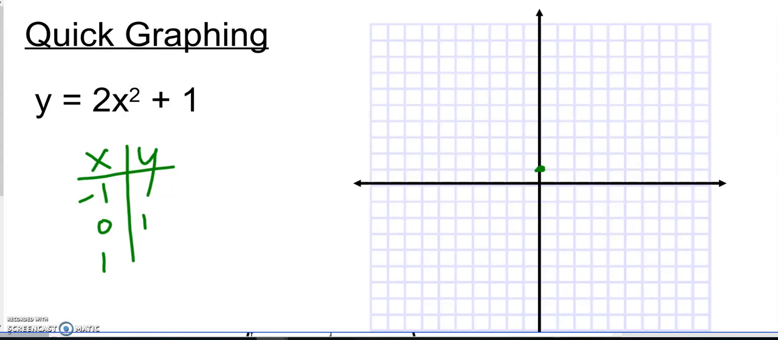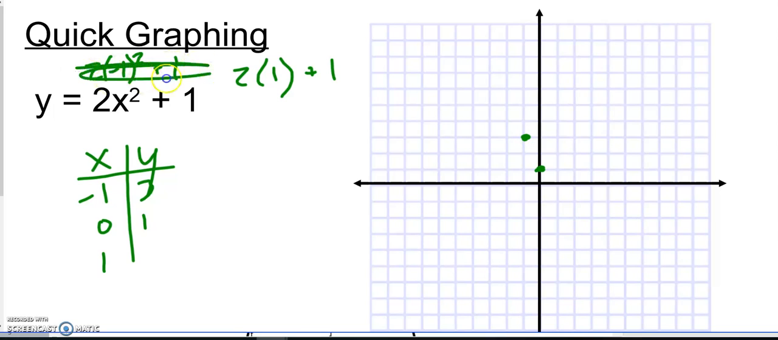So if I put negative 1 in for x, that's 2 times negative 1 to the second power plus 1. Order of operations, we have to do the power first. So I got to do negative 1 to the second, which is negative 1 times negative 1, which is positive 1. So really we have 2 times 1 plus 1, or 2 plus 1, which is 3. So (-1, 3), which is this point right here.